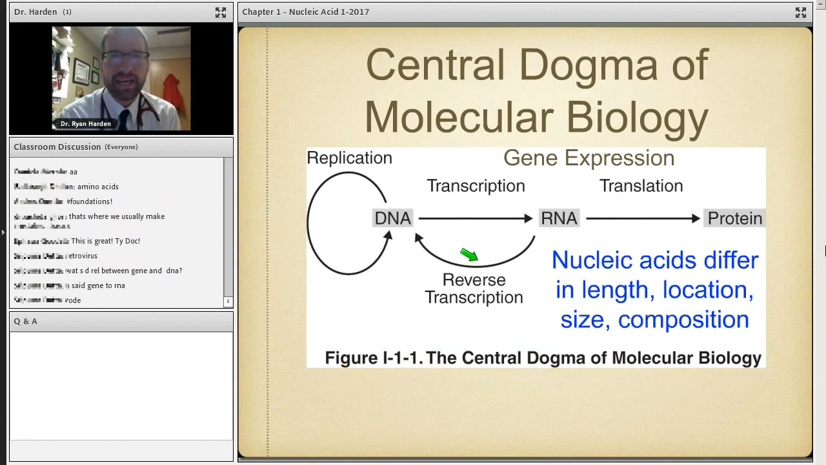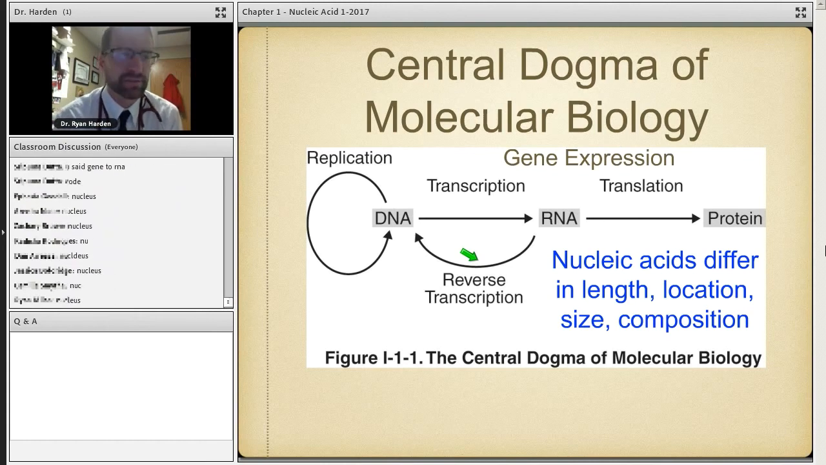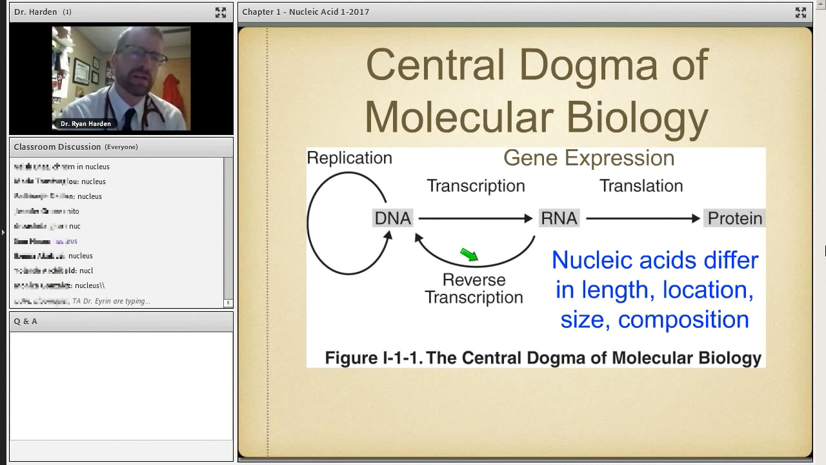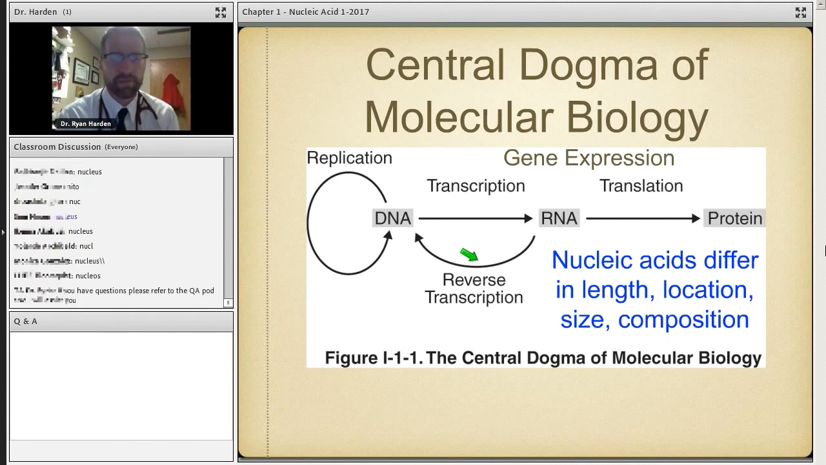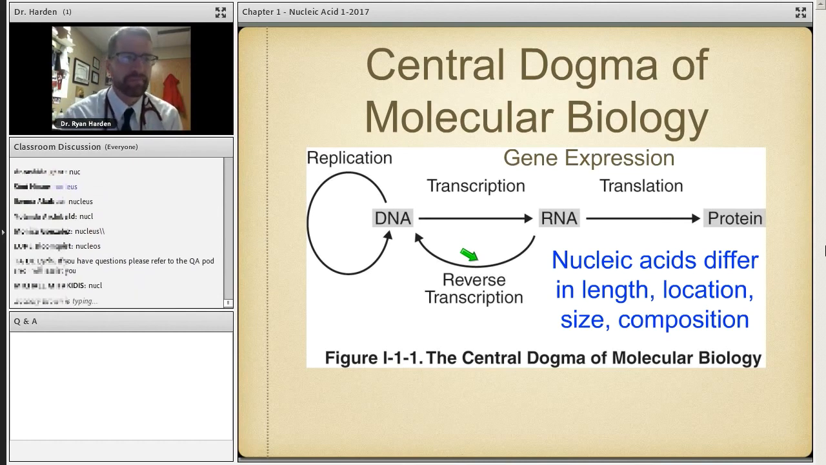Now nucleic acids, DNA and RNA, differ in their length, how long they are, and we've already talked about the fact that DNA molecules are very large relative to RNA molecules. They differ in where they're located. Students, where is DNA located in a cell? The only place where DNA is, is the nucleus. That's right. So you're all typing nucleus. Okay, good. And you're right, Jennifer, in the mitochondria also. That's exactly right. But that's kind of an exception to the rule, and we'll talk about that later.